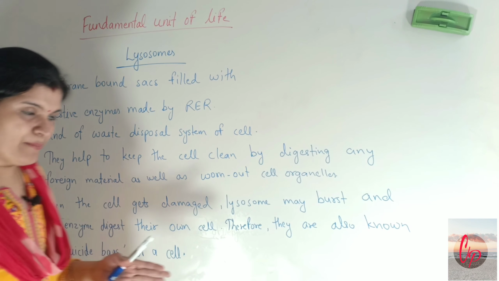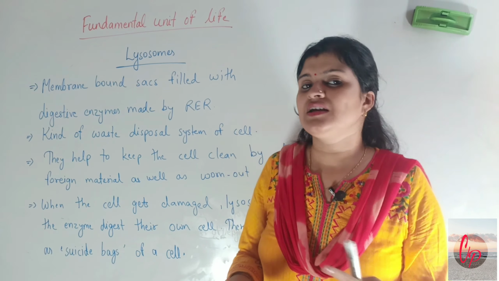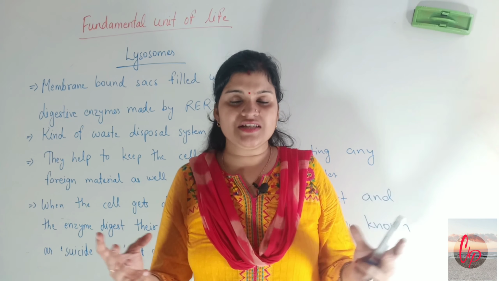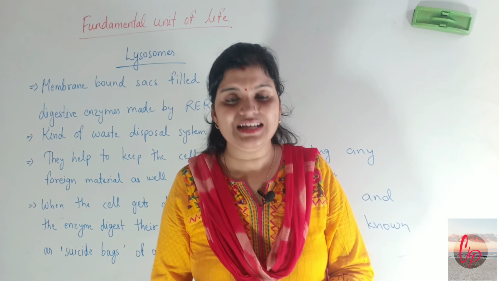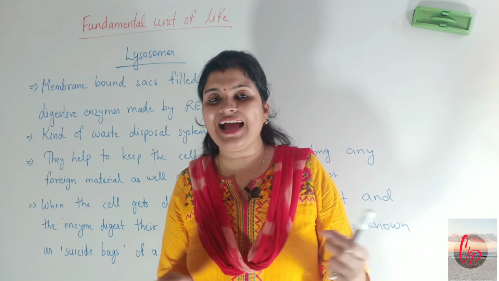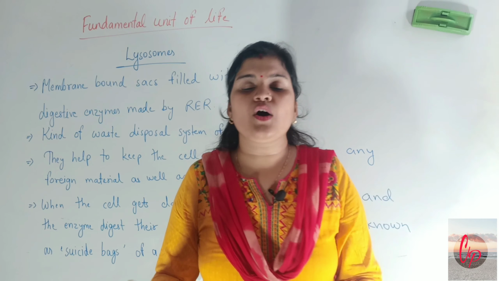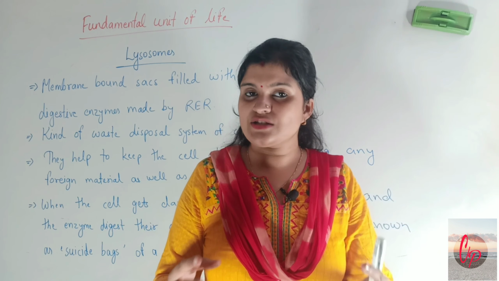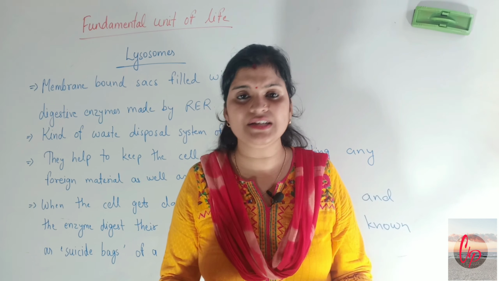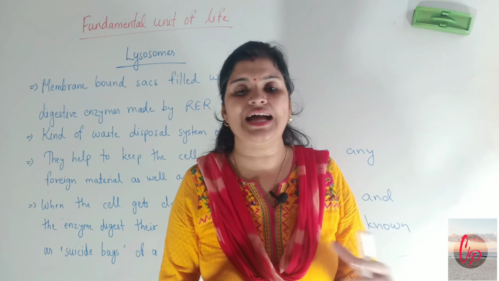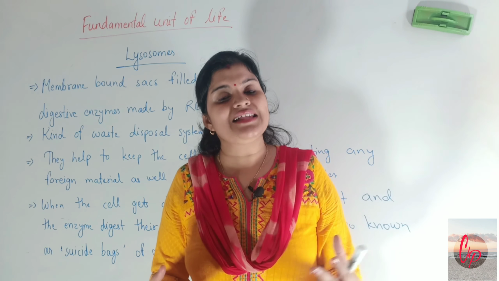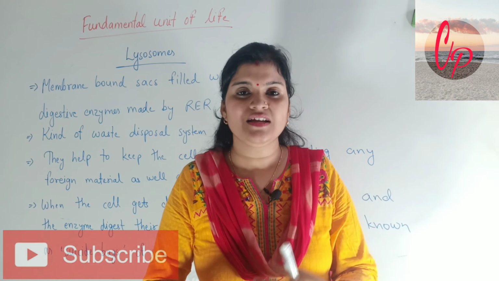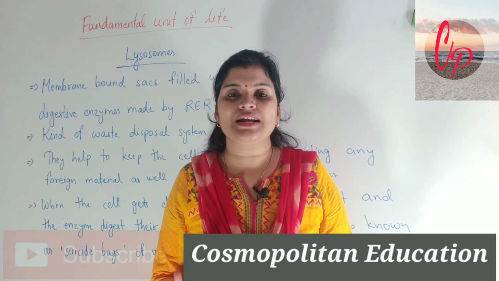Sometimes the cell gets damaged. What can be done by the lysosome at that time? When the cell gets damaged or any change in the metabolism happens which is not positive for the cell, at that time the lysosome can burst. It can burst and digest or dissolve the other cell organelles present in its own cell. In an emergency, when the cell is damaged, the lysosome is going to burst and digest the organelles present in its own cell, and that's why it has a very unique name. It is called the suicide bag of the cell, because it is basically making the cell commit suicide.